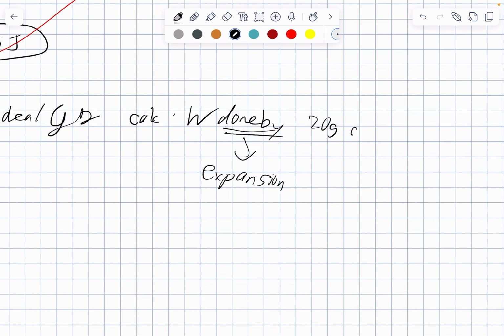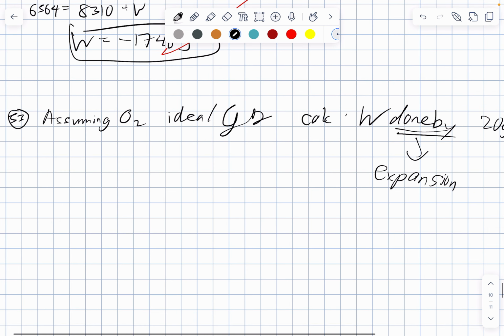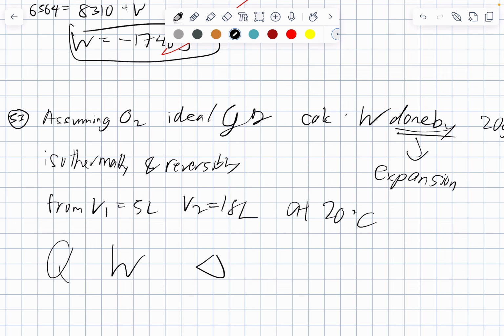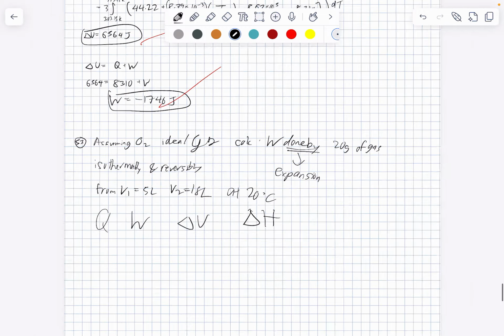20 grams of the gas expanding isothermally and reversibly from V1 equal to 5 liters to V2 equal to 18 liters at 20 degrees Celsius. So I have to calculate Q, W, delta U, and delta H.